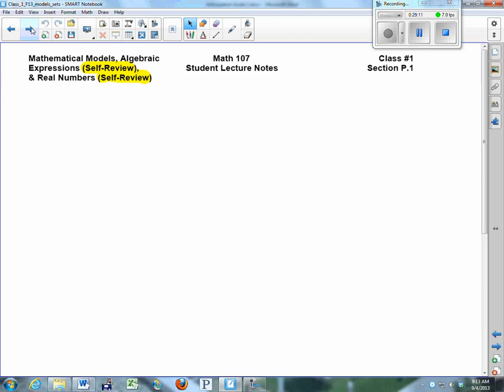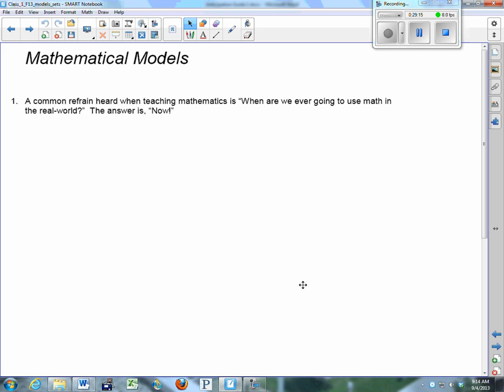So I think we're all set to go. I talked about the self-review part. So here we go. Models. Before we get there, someone want to read this first sentence for me under mathematical models? Eric. Common refrain heard when teaching mathematics is, when are we ever going to use math in the world? The answer is now.